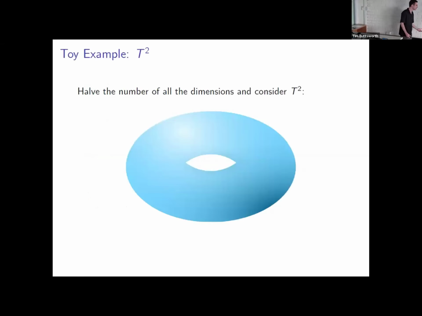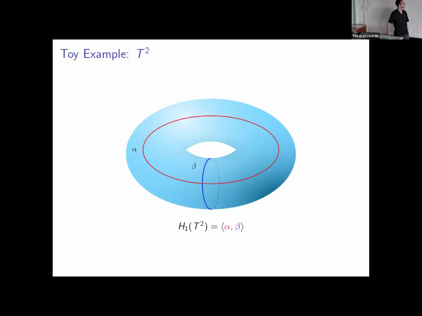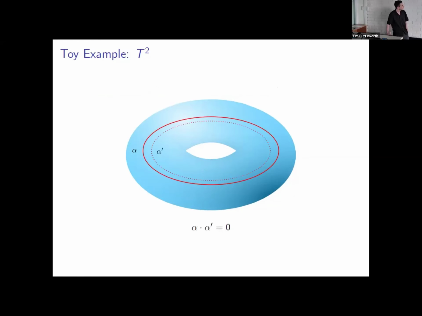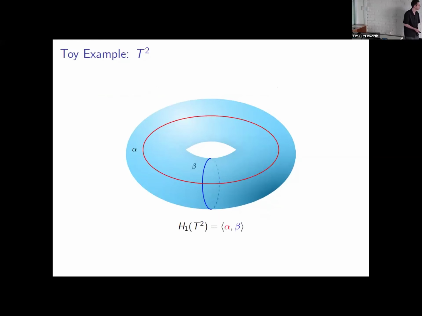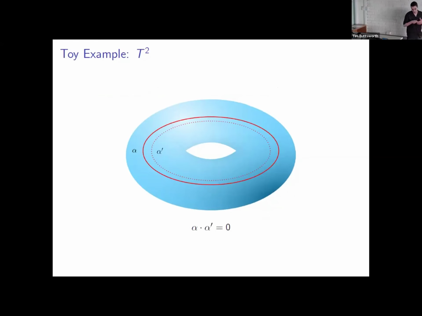Okay, so this is all very well. Let's think of a dumb toy example: just halve all the dimensions. So now H1 of a 2-manifold. If we think about the torus, its H1 is generated by these curves alpha and beta here. How do I compute self-intersections? Well, I want all my self-intersections to be transverse, so I just take a parallel push-off of this curve, for example.